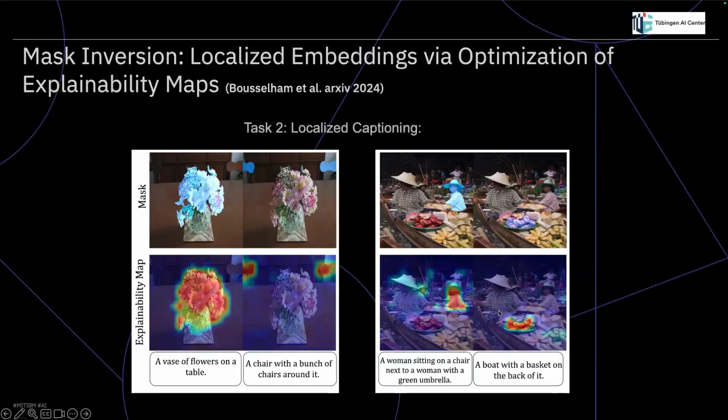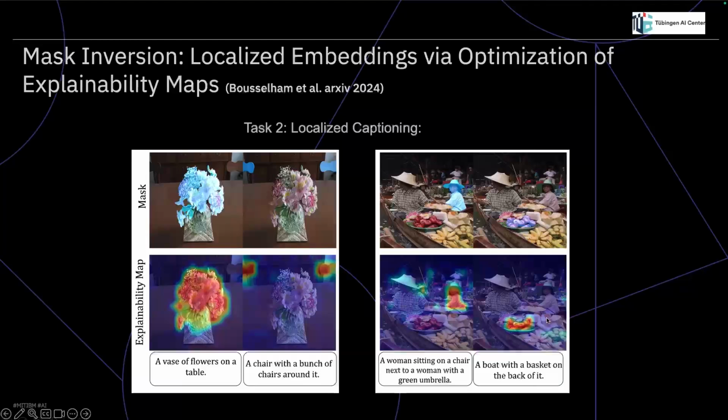It also works for more complex scenes, but there you will see it also confuses a bit more. Here the mask is on this woman, and the result is a woman sitting on a chair next to a woman with green umbrella. So based on the explainability maps that we get here, it's definitely considering the woman next to this woman, and maybe it's understanding this as a green umbrella, not sure. And if we put a mask here on the fruits, it's really a boat with a basket on the back of it.